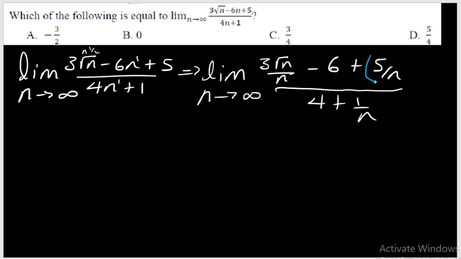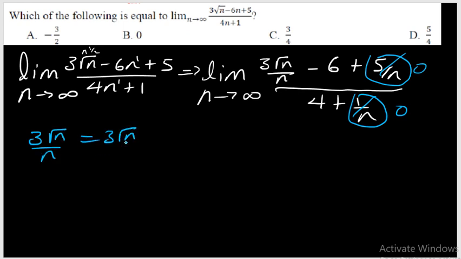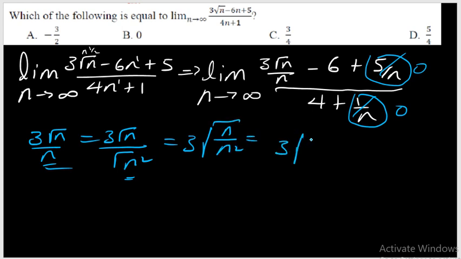This time 5 over n, as n goes to a large number, is going to be 0. The same thing, 1 over n also will be 0. But let us try to see 3 root n over n. How does it look? This one we can write as 3 radical n over radical n squared. The n can be written in this way, and this is the same as 3 in 1 radical. We can write it as n over n squared. This is equal to 3 times the square root of 1 over n. Again, as n goes to infinity, the one found in the radical will be 0. So this term also will be 0.